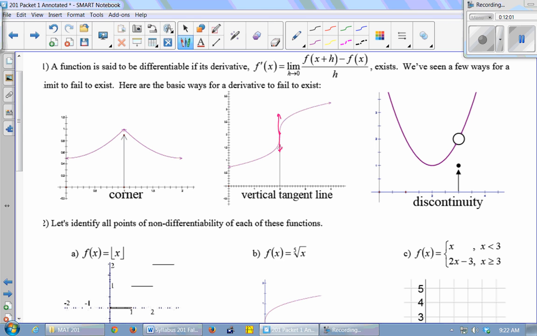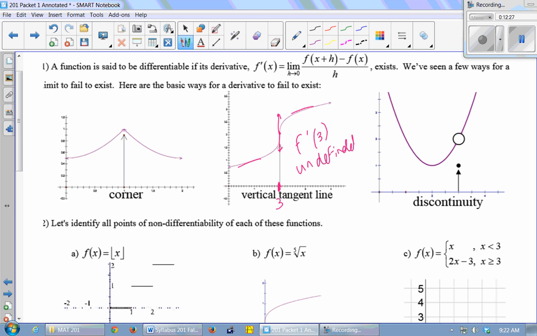Any vertical tangent line, the derivative doesn't exist just at that point. So in this particular case, let's say that's a 3. You would say f prime of 3 is undefined. You can draw a derivative anywhere else. Anywhere else you can draw a tangent line and calculate its slope. Just at that one point, you say the function's not differentiable.